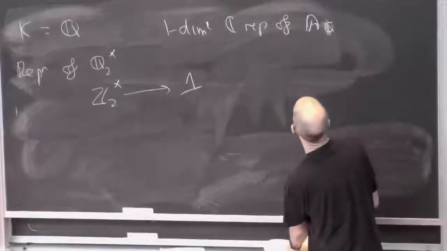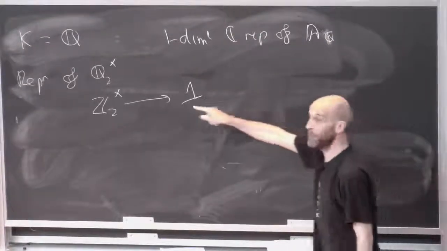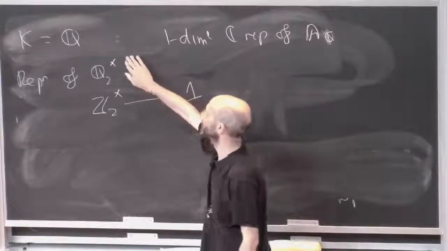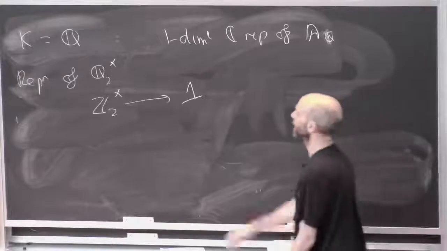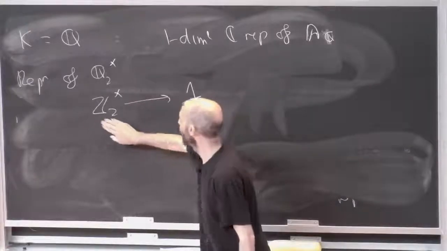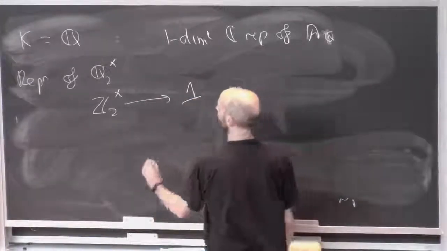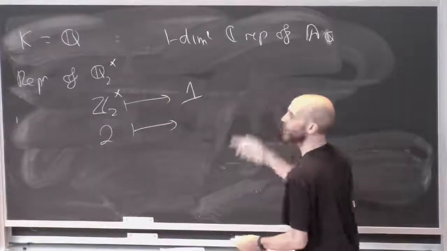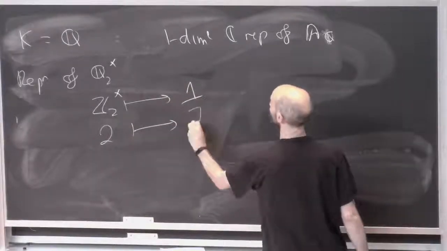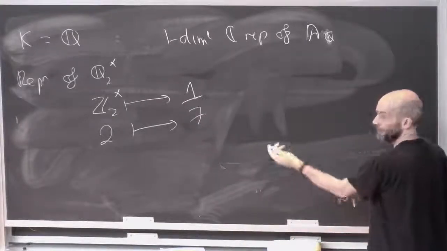So I have to first of all define, I'm going to do it piece by piece, right? I need a representation of Q_p star for all primes p and a representation of R star. So I need a representation of Q_2 star, well, the hard part is Z_2 star, that can go to 1, and 2 can go to, I don't know, I just need some complex number, right? I don't know, 7. Okay, because it's my favorite number.